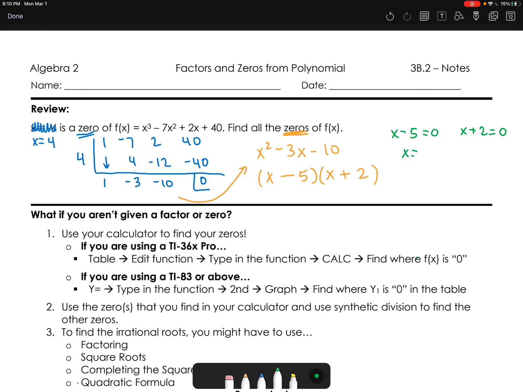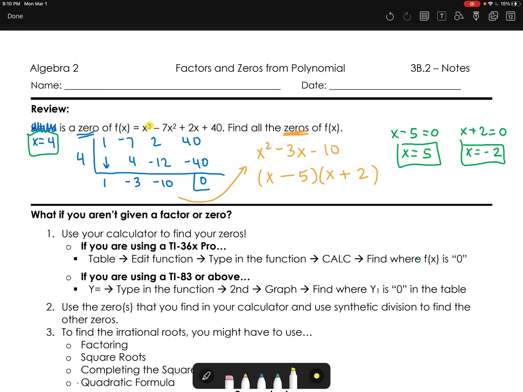So I have a factor of 5 and a factor of -2. So my three factors are x equals 5, x equals -2, and x equals 4. I have 3 factors because my degree is 3. Okay, that's going to be important in the notes that we do down here.